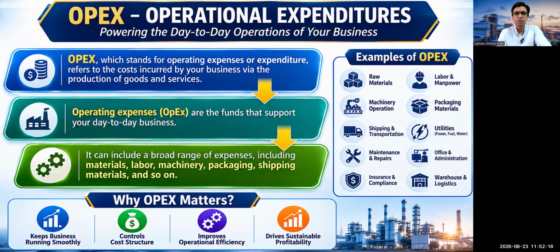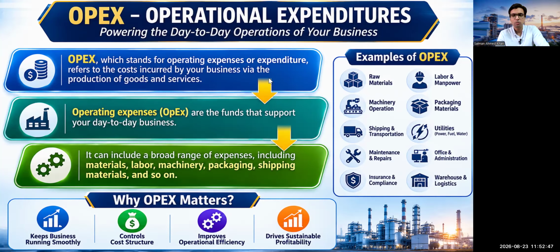OPEX, which stands for operating expenses or expenditure, refers to the cost incurred by your business via the production of goods and services. These are basically the funds that support your day-to-day business. And of course, it matters because it is important for running your business smoothly. For that reason, you must have cost control structures to improve your operational efficiency.